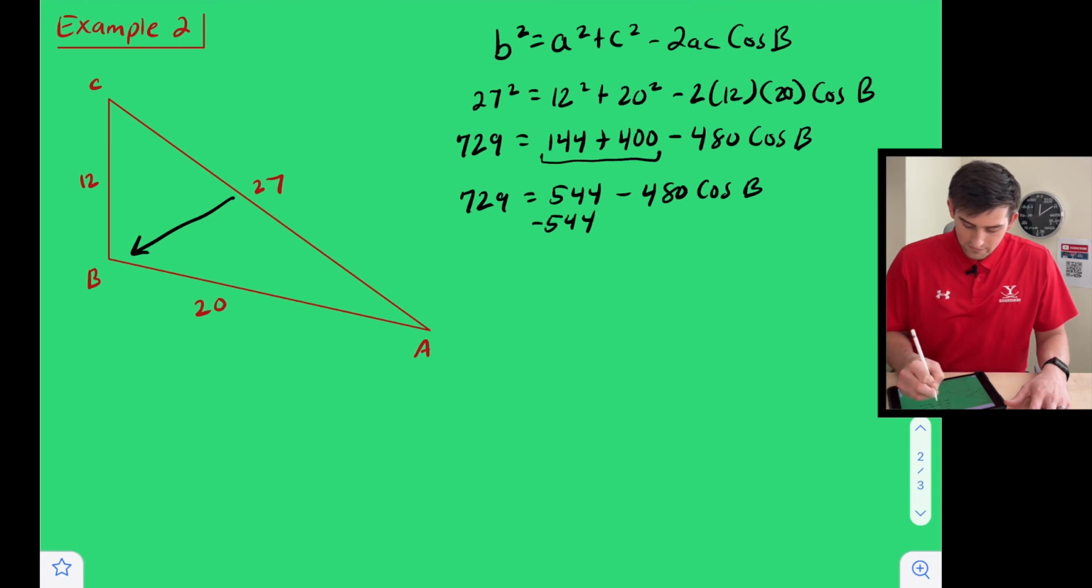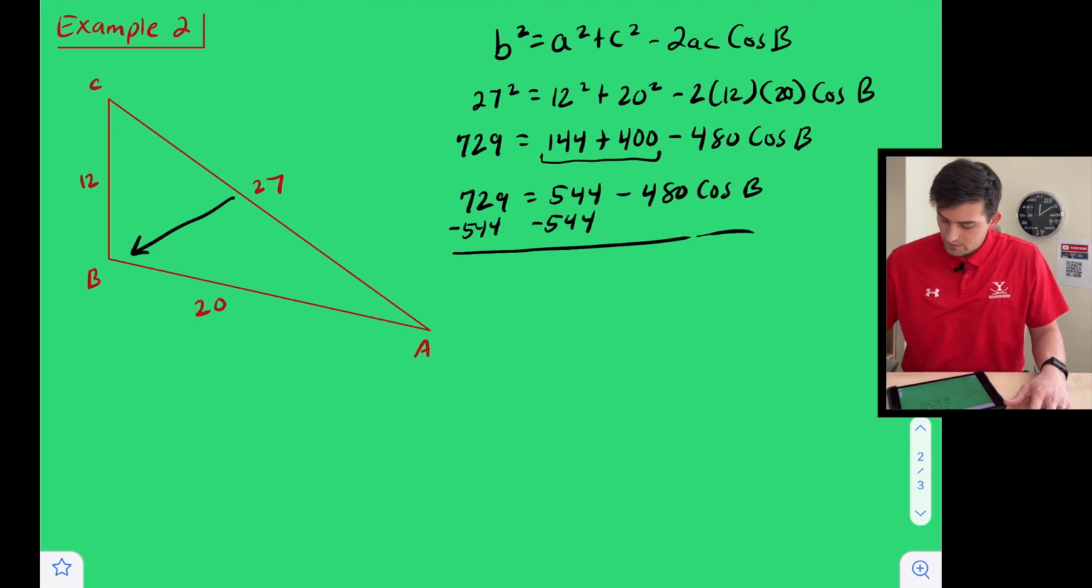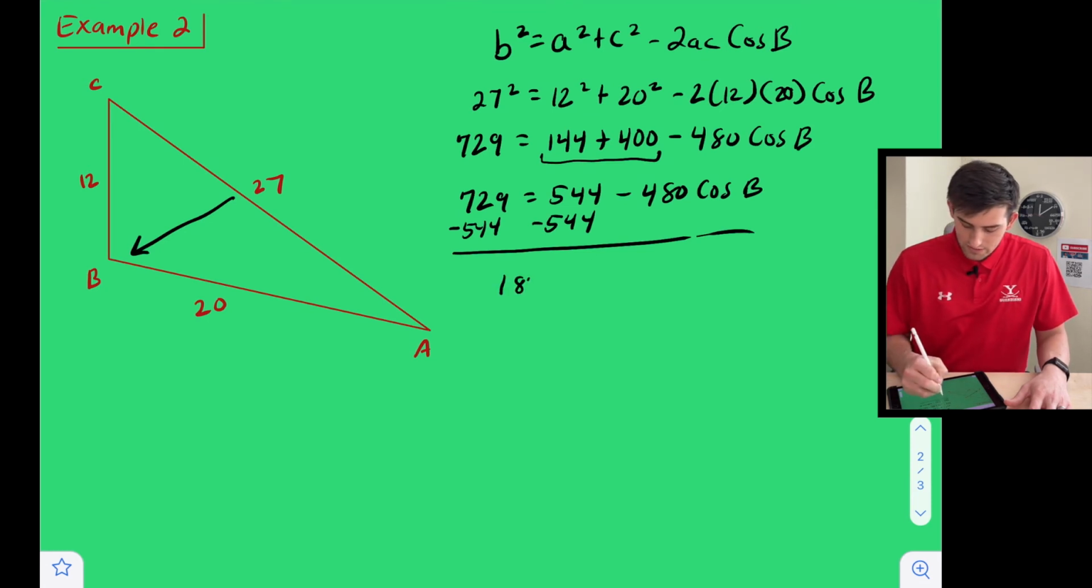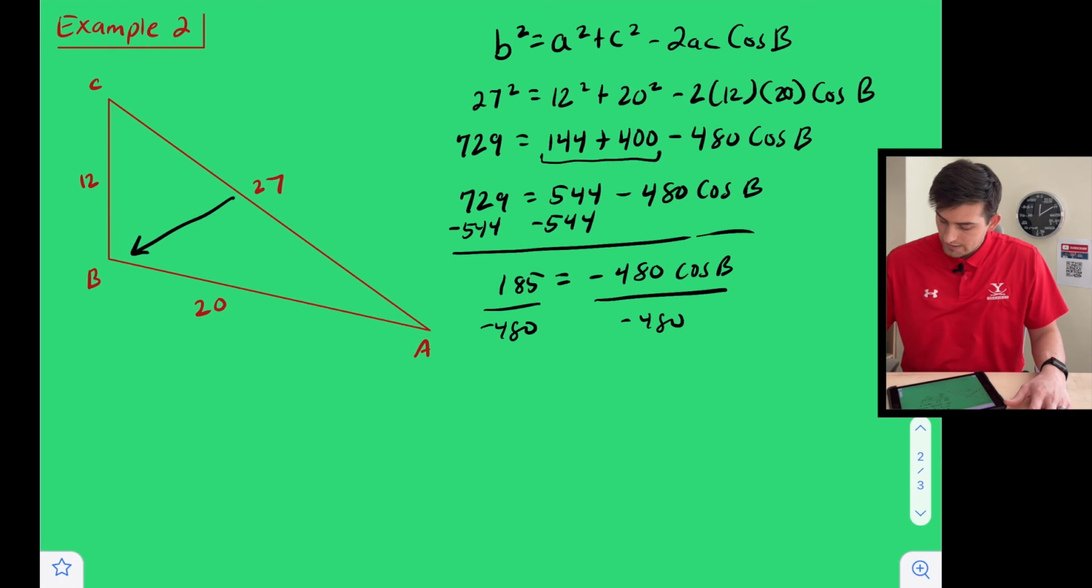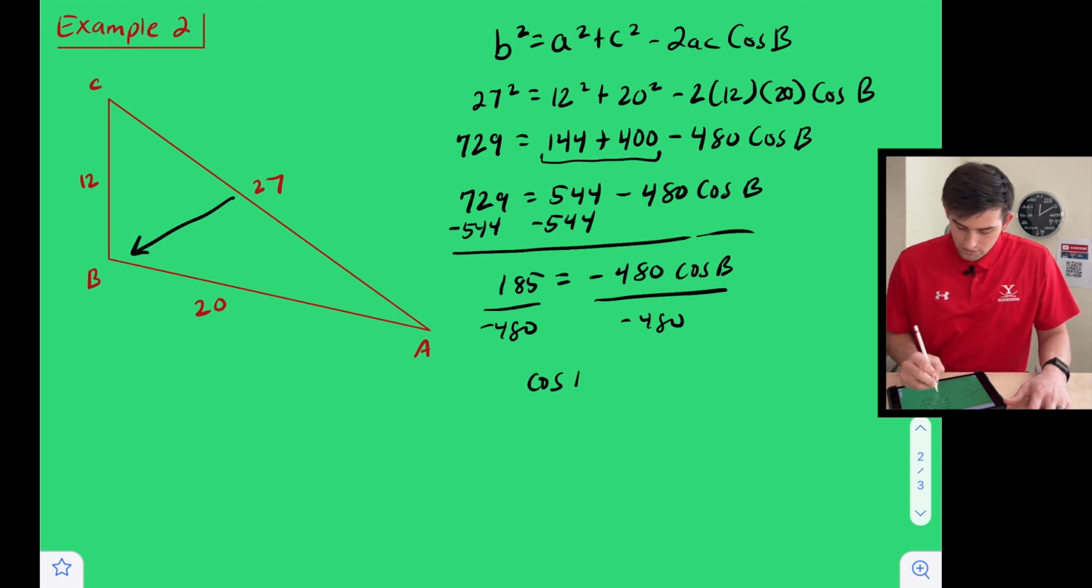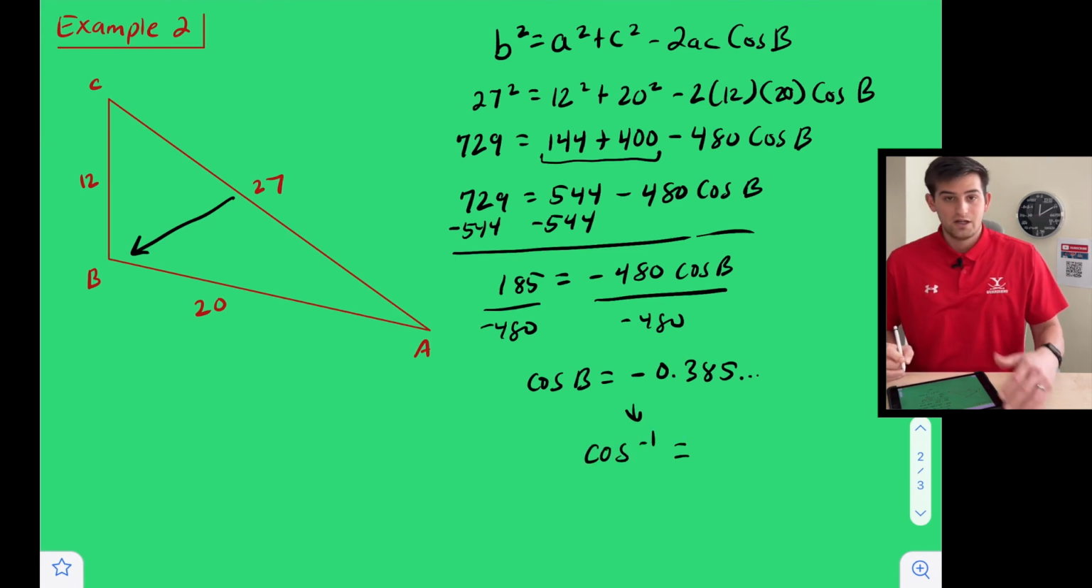And now let's subtract 544 from both sides. So we do 729 minus 544, and that gives us 185 equals negative 480 cosine of B. Now let's divide both sides by negative 480. And that gives me cosine of B is equal to negative 0.385. And now we want to use the inverse cosine to find our angle measure.